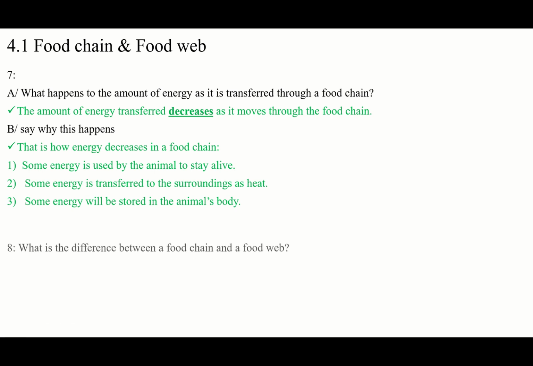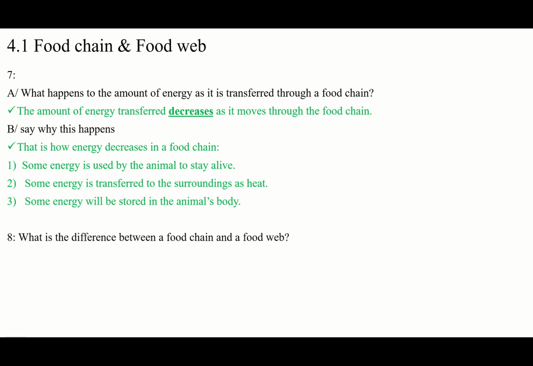So let's go ahead. What's the difference between food chain and food web? Not their definition, their difference. 10 seconds. Great. So a food web is a more realistic and accurate way to show how energy is transferred between living things.